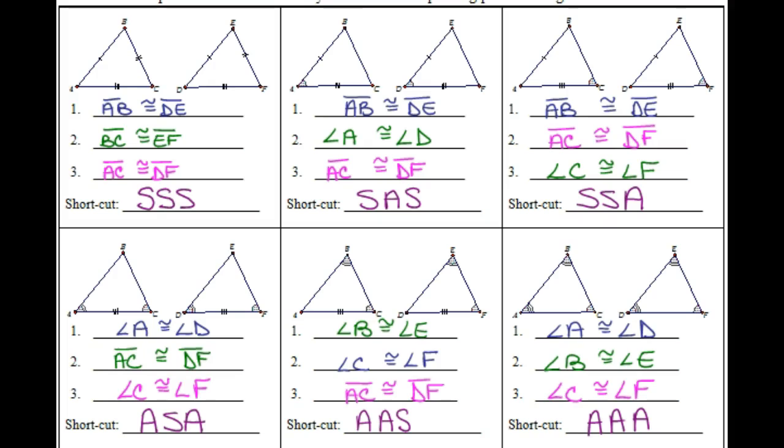So here are our 6 possible shortcuts. Instead of showing that all 6 corresponding parts are congruent, we can cut that work in half and just show that 3 sets of corresponding parts are congruent. But which 3?